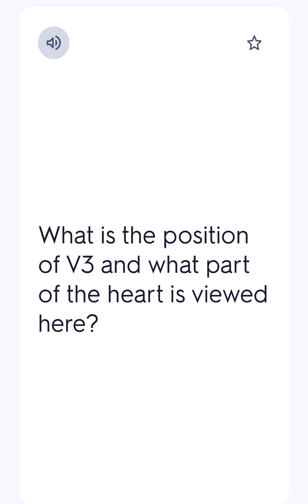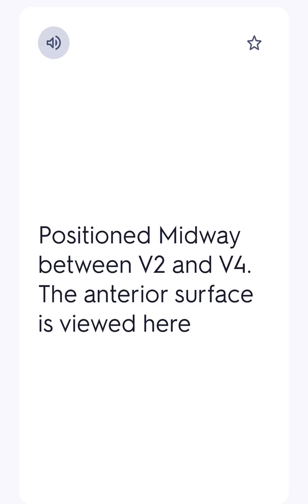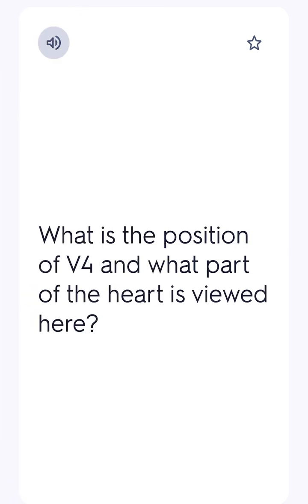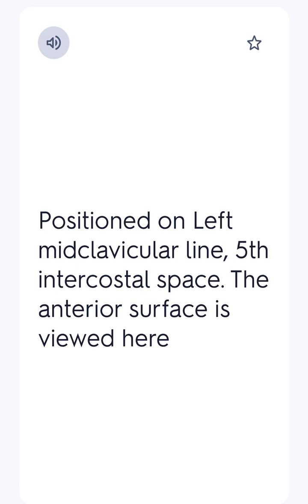What is the position of V3 and what part of the heart is viewed here? Positioned midway between V2 and V4. The anterior surface is viewed here. What is the position of V4 and what part of the heart is viewed here? Positioned on left midclavicular line, fifth intercostal space. The anterior surface is viewed here.